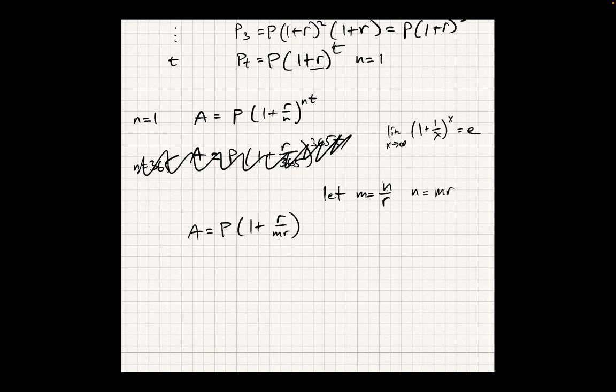Warren, oh, MRT. Warren, what's my exponent now? It's going to be MRT. Right. I'm substituting in for n. N is mr, so that my exponent now is mrt. I'm going step by step to try to get this in this form. Okay. Eric, can I simplify my fraction?